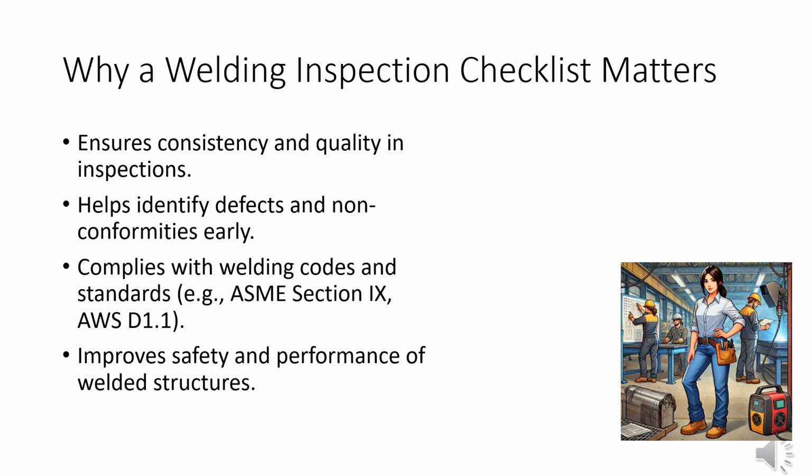A welding inspection checklist is critical for several reasons. Ensuring consistency and quality during inspections, identifying defects and nonconformities early to prevent catastrophic issues later, maintaining compliance with welding codes and standards throughout the project, enhancing safety and performance by ensuring consistent practices across inspectors, welds, and shifts.